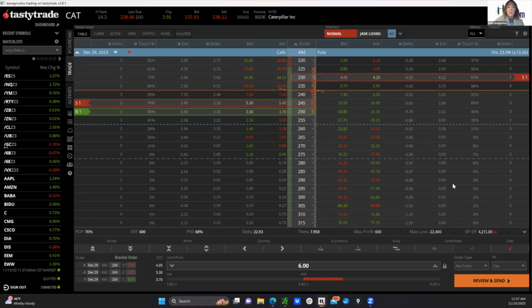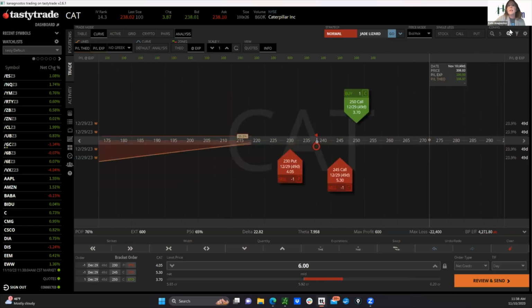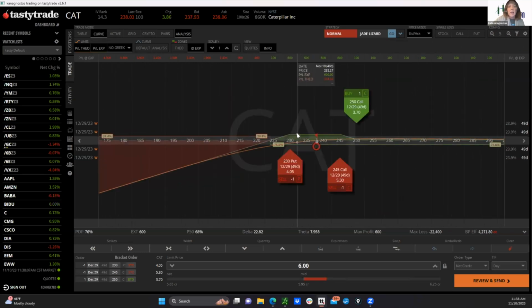So $6, and then let's go and take a look at the risk graph there. All right, so notice that we have a max profit zone between our short strikes. This is 230, our short put, 245 is our short call, and this max profit zone is $600. Okay, so max profit is $600.